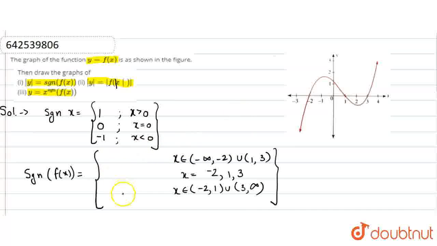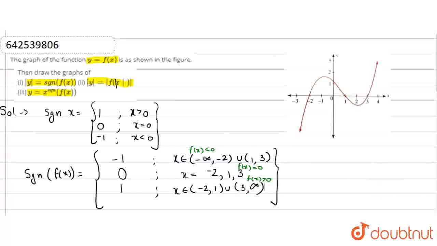So when it is positive, its value is 1. When it is 0, its value is equal to 0. When it is negative, its value is minus 1, as the signum function is defined. So I will write here also, at these points, function is less than 0. At these points, function is equal to 0. At these points, function is greater than 0.